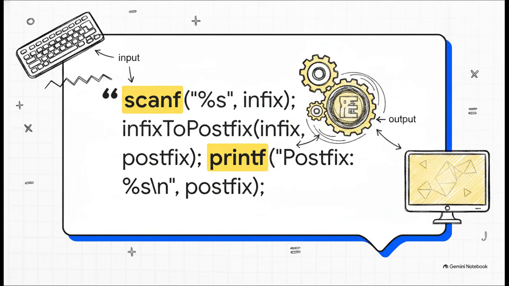The final piece of the puzzle perfectly captures the entire user journey. It prompts the user to type in their standard math equation. Then it grabs that input and stores it safely in our infix array. Behind the scenes, it passes those arrays right into our translation engine. Once the engine does its hidden magic, the program spits out the brand new computer-friendly format stored in the postfix array. It's a completely seamless loop of input, process, and output.